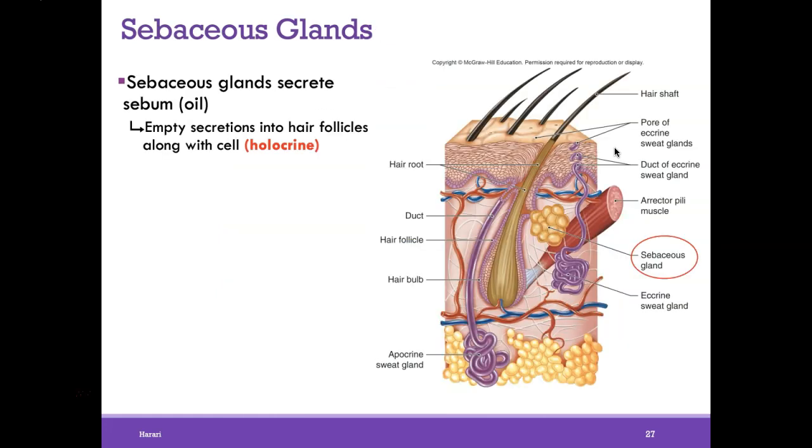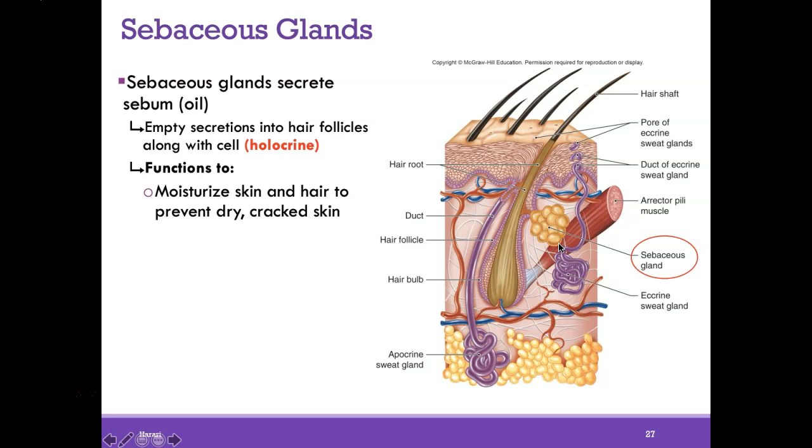Sebaceous glands secrete sebum, or oil, right? They do this in holocrine fashion, because they empty the secretions into the hair follicles along with the cell membrane. So here's a sebaceous gland, and they release oil with patches of membrane, and that functions to moisturize skin and hair to prevent any dryness.